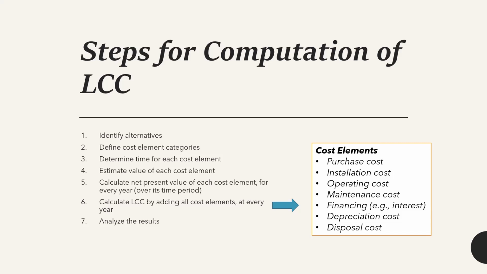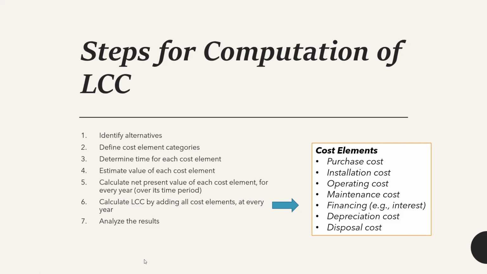After that, we can calculate the life cycle cost by adding all the cost elements together at every year. Then only we can do the analysis in order to identify the most profitable alternative, or the most preferred or most suitable alternative to be used. So these are the common steps that you can follow in order to identify the life cycle cost.